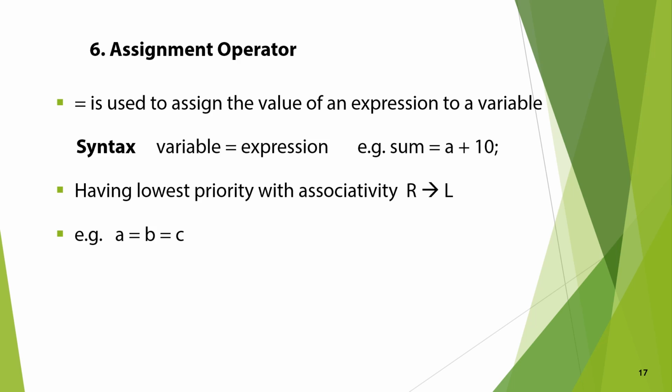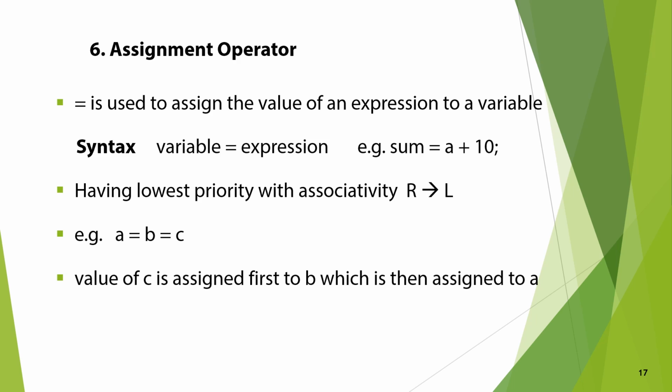Assignment operators have the lowest priority and they have associativity right to left. For example, here one expression is given, A is equal to B is equal to C. So two equal to operators are used here. Therefore, we have to go for their associativity. And we have just said that associativity is from right to left. Therefore, the rightmost assignment operator will be used first, and so the value of C will be assigned to B first, and then the value of B will be assigned to A. This is how we can use assignment operators.